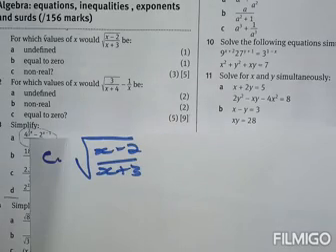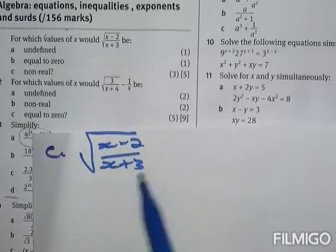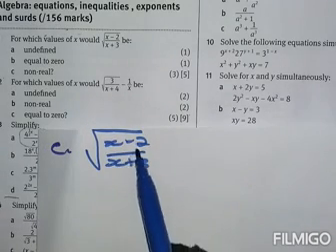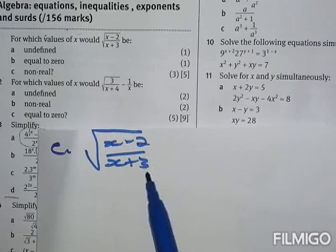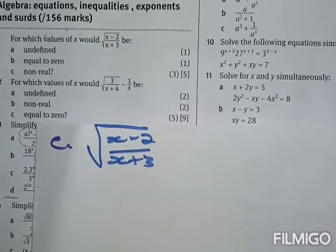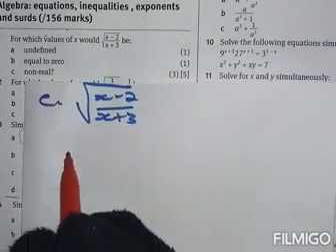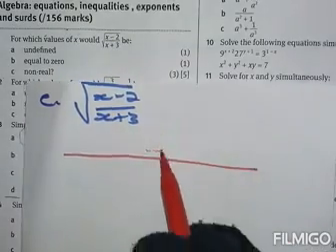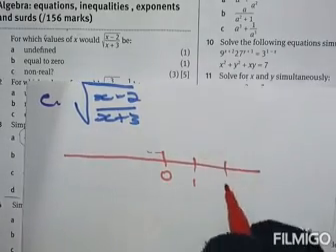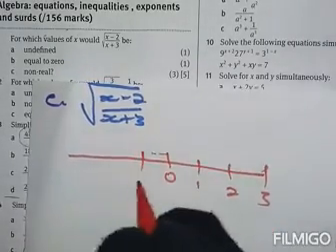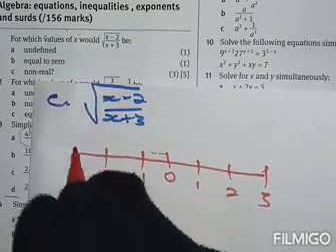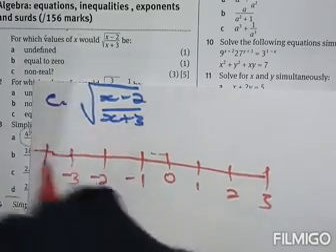Now answering our question C, which says, for which value of x will this expression be non-real? We know that a non-real number is a square root of a negative number. So when can this number here be negative? It can be negative if either our numerator or our denominator is negative. So for example, if we drew a number line of values of x, take 0, 1, 2, 3, and negative 1, negative 2, negative 3, and so on.